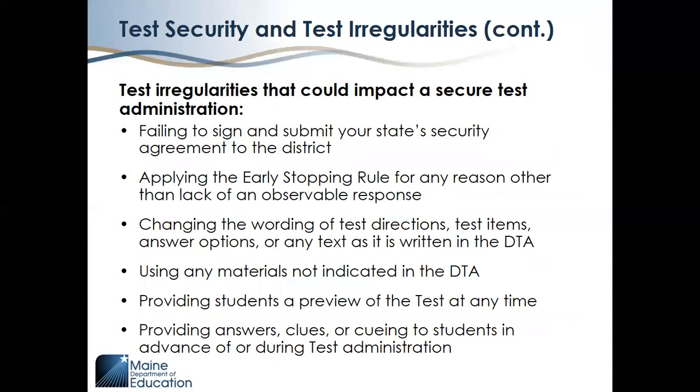Again, test irregularities that could impact a secure test administration include failure to sign and submit your state security agreement, applying the early stopping rule for any reason other than the lack of an observable response, changing the wording of test directions, test items, answer options, or any part of the test as it is written in the DTA, using any materials not indicated in the directions for test administration, providing students a preview of the test at any time, providing answers, clues, or cueing to students in advance of or during test administration.